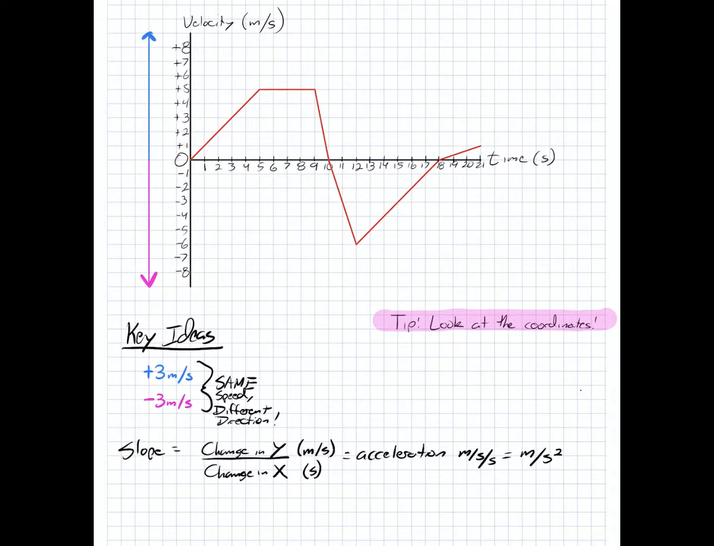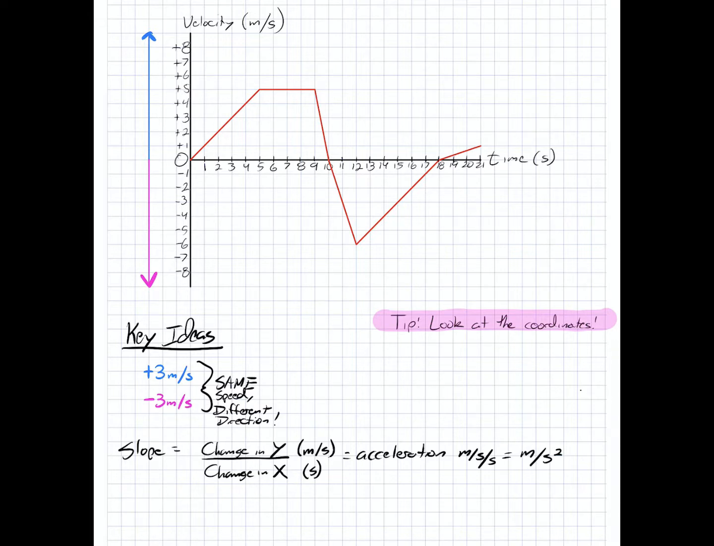All right, let's take a look at some graph trends. So I have a velocity versus time graph here. I've included some key ideas. So again, positive and negative are referring to direction. So 3 meters per second positive and 3 meters per second negative. That's the same speed, just moving in a different direction. And so something to keep in mind is that -3 is not less than +3. It just means it's in the opposite direction. So that's something you really need to make sure you focus on.